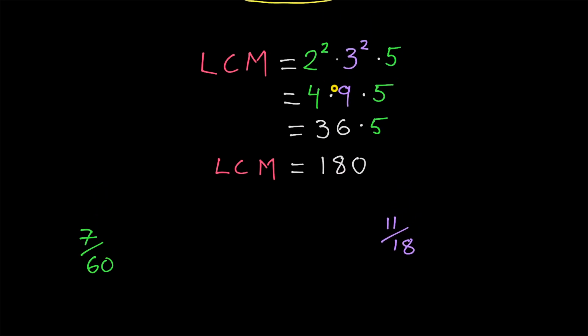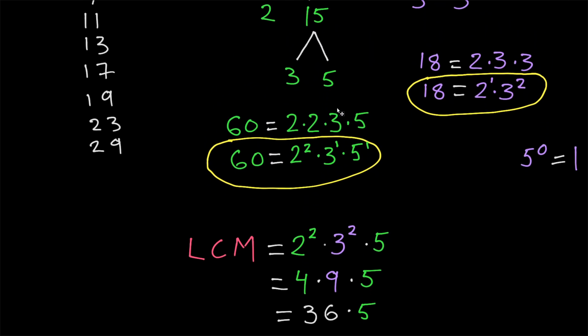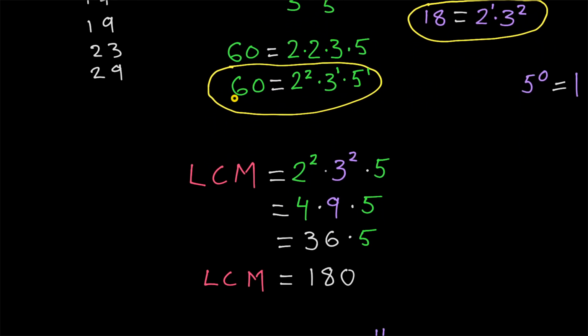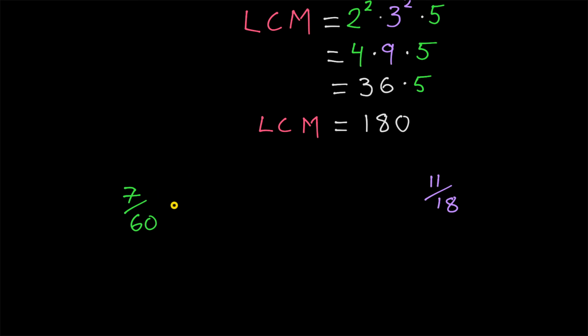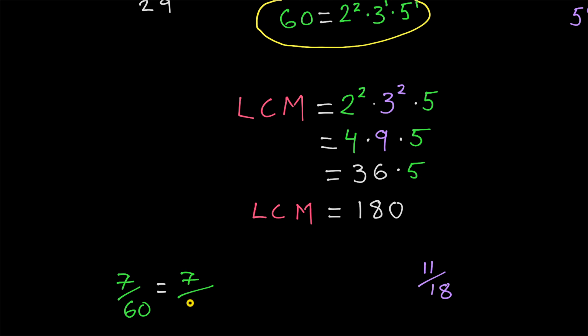Well, there is a very easy way to do that using prime factorizations. So if you recall, 60 is equal to 2 squared times 3 times 5. So this fraction over here is equal to 7 over 2 squared times 3 times 5.